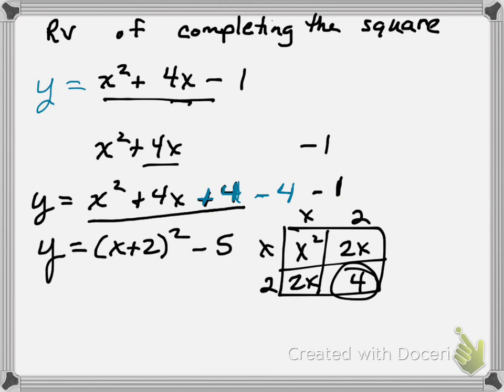Once again, in Algebra 2, you took parabolas and turned them into vertex form. You went from standard form to vertex form. The vertex would have been at -2, +5. Alright, let's do another one.